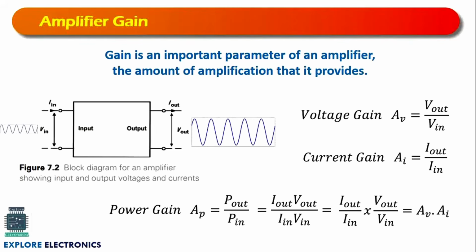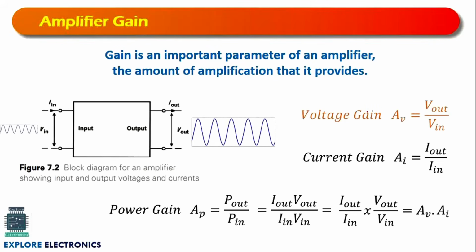With respect to the input side, we have I in, you can observe here, this is the input side current, and similarly I out is the output side current. So voltage gain, AV, is V out divided by V in, the output voltage to the input voltage. Similarly with respect to current, that is I out divided by I in. The output current we get from the amplifier divided by the input current is called current gain.